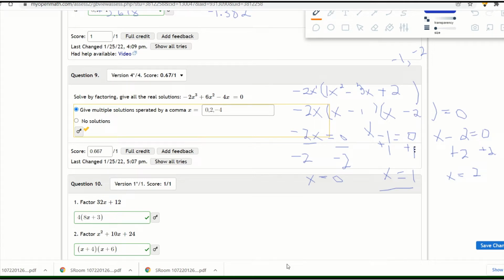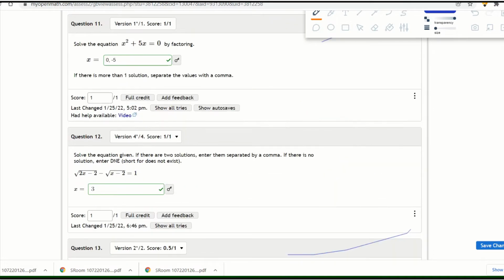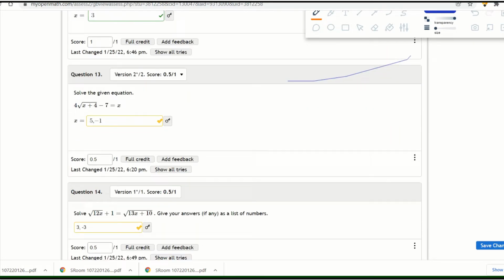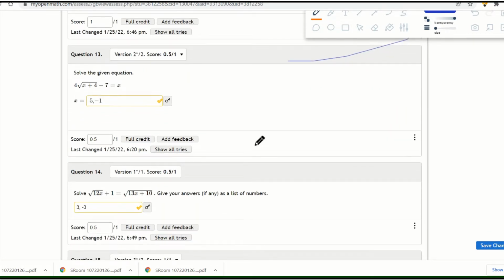Okay, so let's now go down to questions 13 and 14. Let me scroll on down here. All right, so we have these lovely radicals, and these are tough for everybody. So let's take a look. Now, the first thing you have to do when you have a radical equation is get the radical portion, this portion right here, by itself.